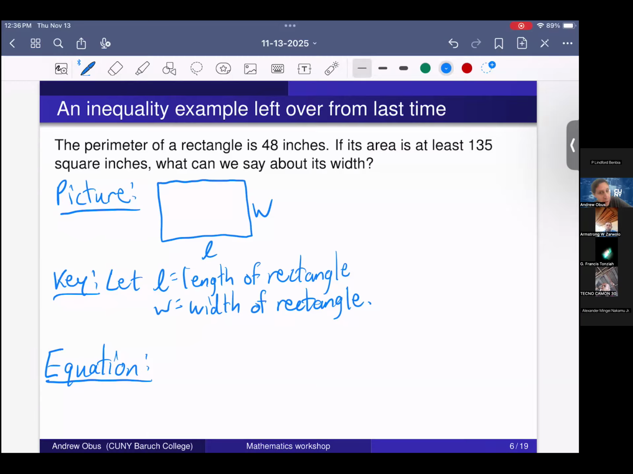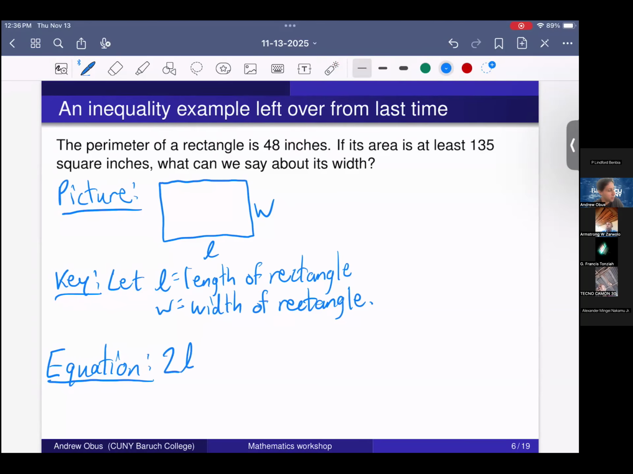Well, okay. So there are two facts in this problem, right? The first thing is we can say 2L plus 2W equals 48, because the perimeter of the rectangle is 48 inches. So we have 2L plus 2W equals 48, because this is the perimeter, L plus L plus W plus W. This is going to be 48. Okay? Great. So that's the first equation.